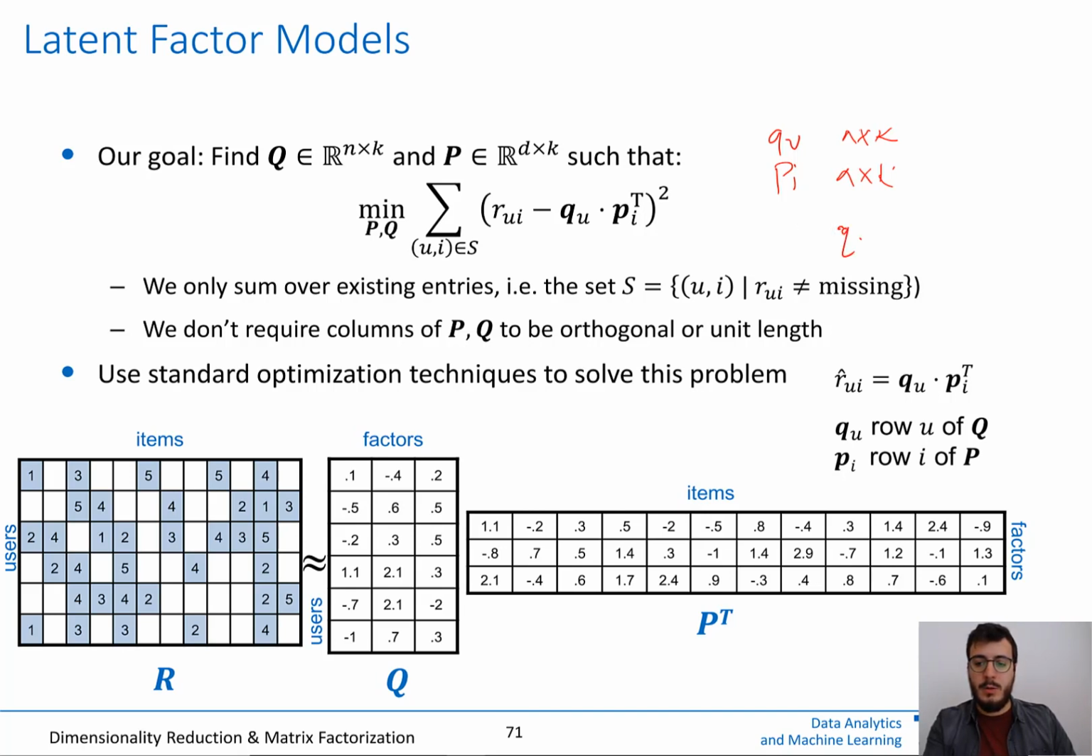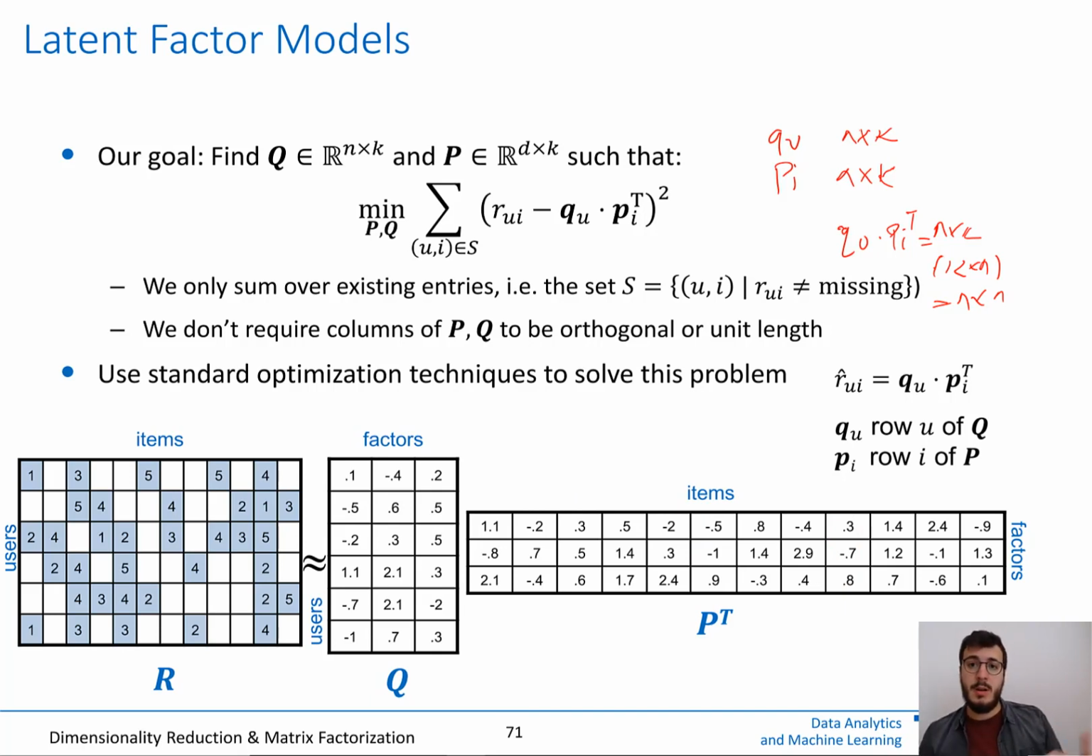So when we do Qu dot Pi transpose, this is 1 times k times k times 1, because it's 1 times k transposed for Pi, and this is 1 times 1, a scalar. Right, so the way you can think about this is that each user has its own latent factor. So each user has some k-dimensional latent vector, and also each item has its own k-dimensional latent vector. So each item has some latent embedding, also called sometimes.